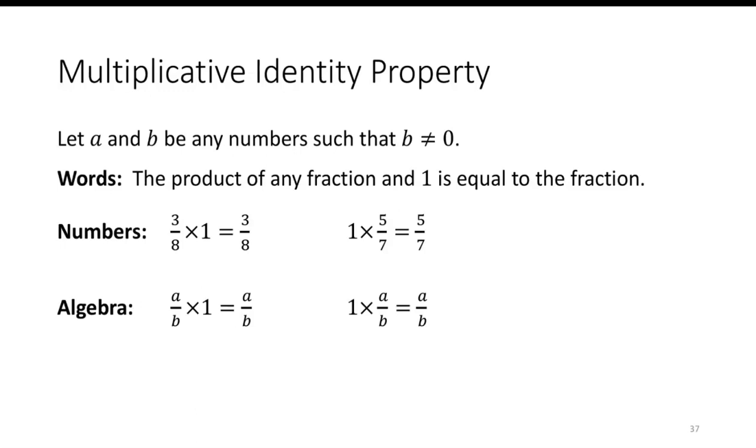The multiplicative identity property is that when you multiply by 1, you're still going to end up with the fraction. So 3/8 times 1 is 3/8. 1 times 5/7 is 5/7. A over B times 1 is A over B. 1 times A over B is A over B.